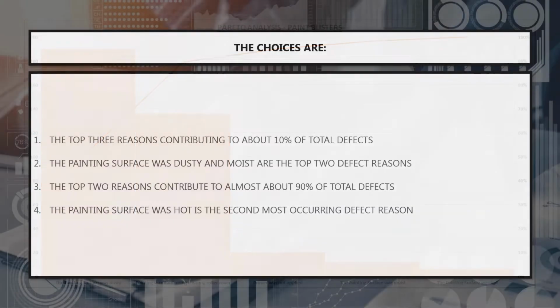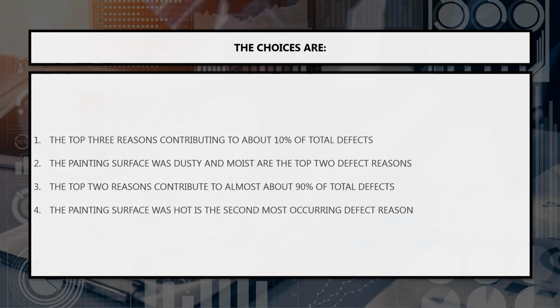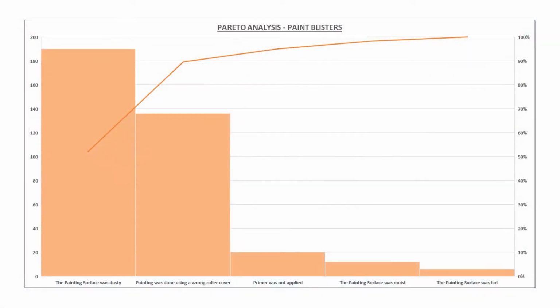The first option is the top 3 reasons contribute to about 10% of total defects. This is an incorrect option because the top 3 reasons are not contributing to only 10% of total defects, they are contributing above 92% of total defects.